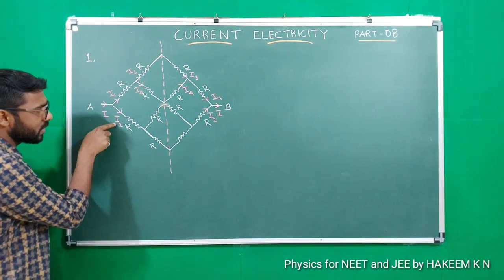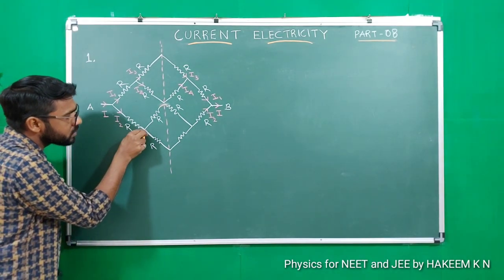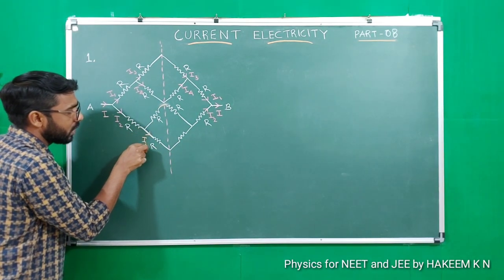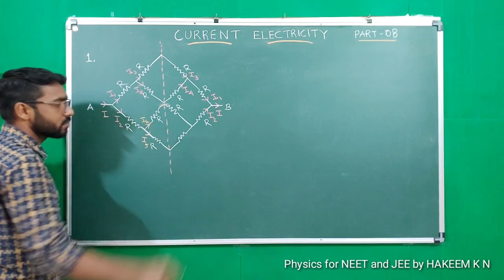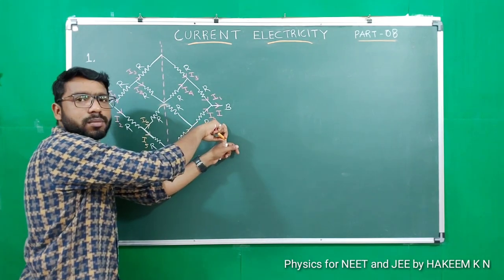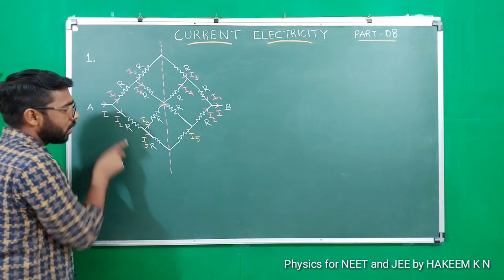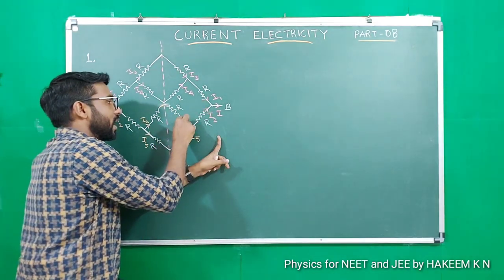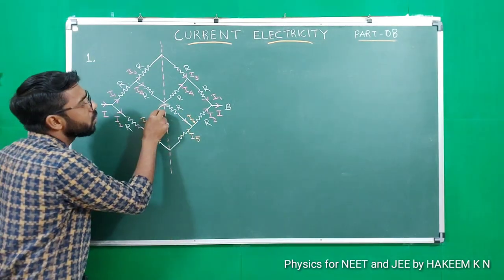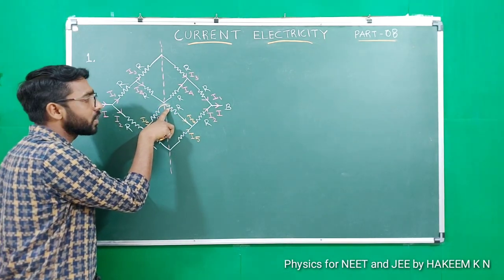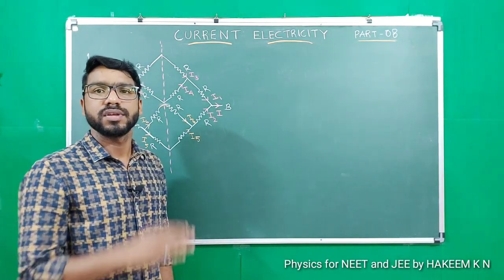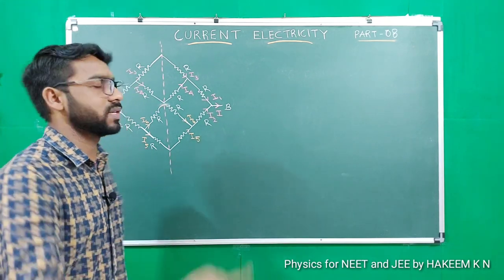Once more, I2 in the lower arm, when it reaches this junction, will split into two pieces, I5 and I6. I5 will reach here, and you have to get I2 in this arm. I2 splits into I5 and I6, so to get I2 here, I6 should reach here. So there is actually no need of this junction. Using mirror symmetry, we can cancel out junctions.